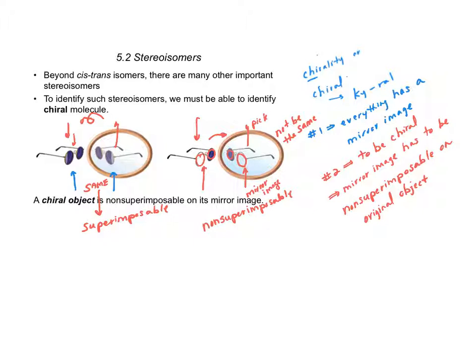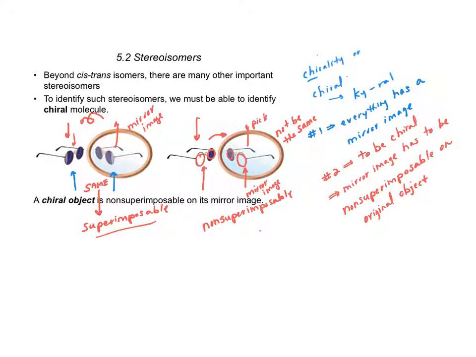Okay, so these are two different examples. We have something that is superimposable, or has a superimposable mirror image. Again, this is our mirror image. And then we have a non-superimposable mirror image, right? And that's the guy on the right. Okay, so again, to be chiral, you have to have a non-superimposable mirror image.